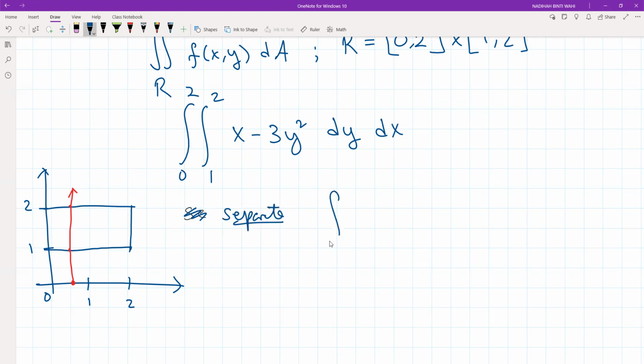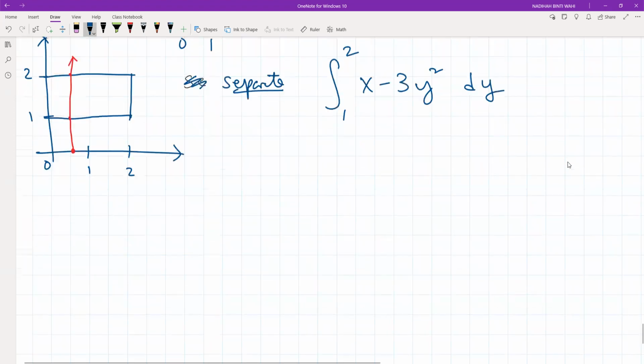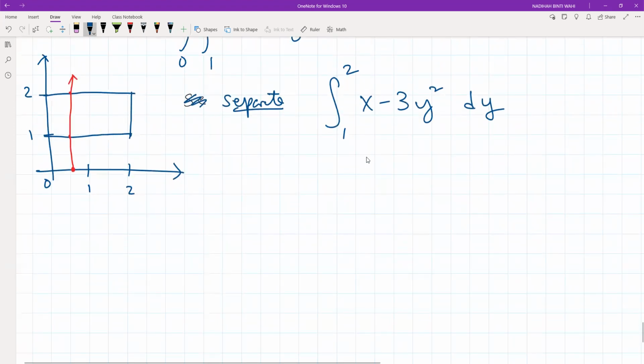You can take from 1 to 2, x minus 3y cubed dy. So just take this one first. If you evaluate this, it will be xy, because x is a constant, minus 3y cubed over 3 from 1 to 2.